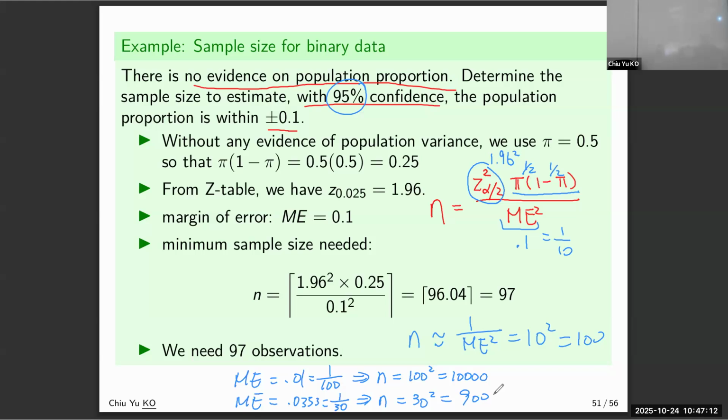And in Hong Kong, look at recent surveys, a lot of them are also about several hundred to 1,000. Why? Following this, right? If you want it to be within 3%, it will be like this. Okay? Is that okay? So when we look at 95% confidence, you can easily calculate that 1 over ME squared is the answer you need. Okay?